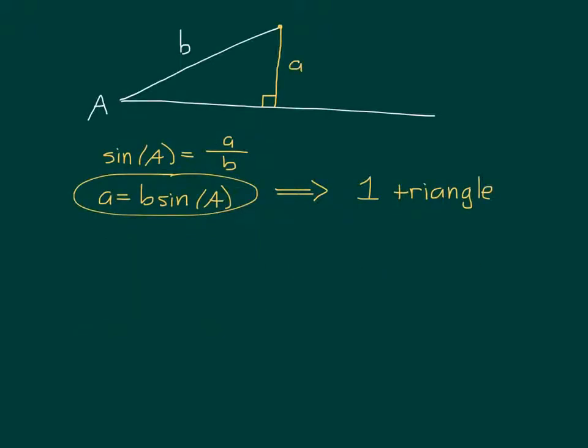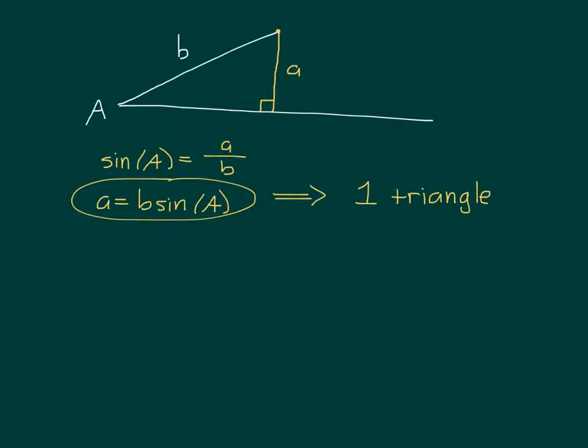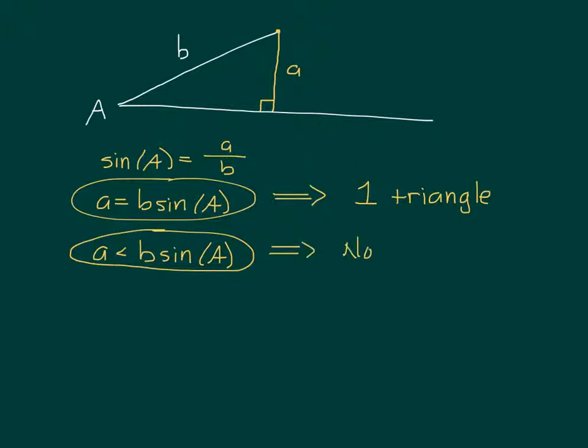What happens if the length of side A happens to be less than B sine of A? Like the length of side A only comes down to here. How many triangles are we going to have? That's a great question. None. If the length only comes down to here, how is it going to get down to this side to close off the triangle? It's not. So, if A is less than B sine of A, no triangles.